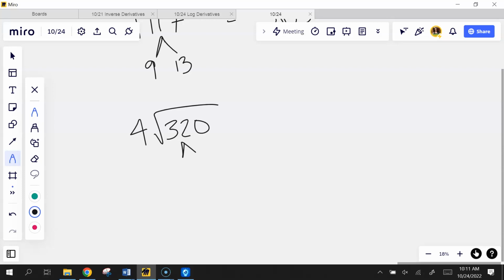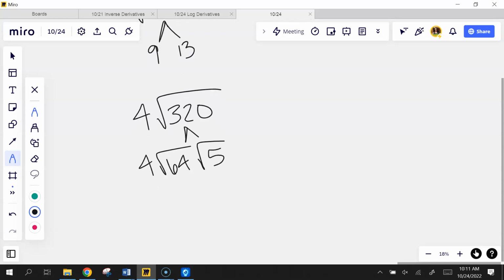64 times 5. Okay, square root of 32 square root of 5. There you go. Same answer. 64 times 5 is 320.